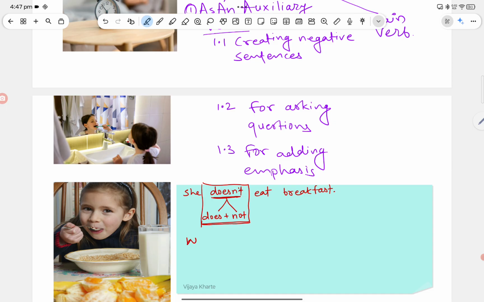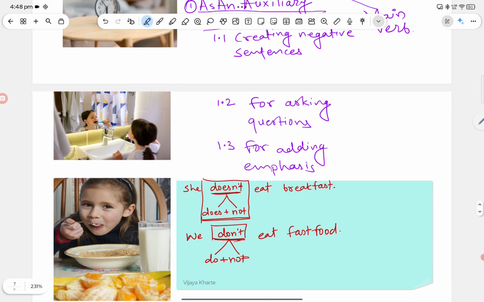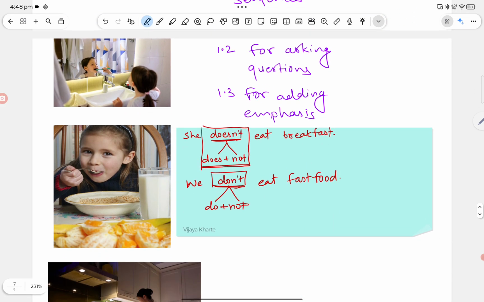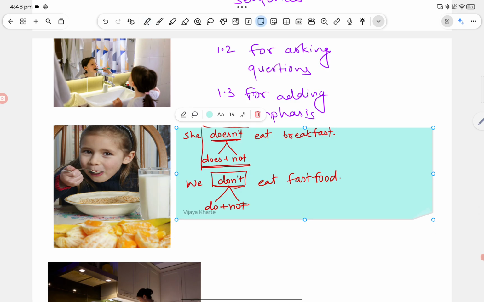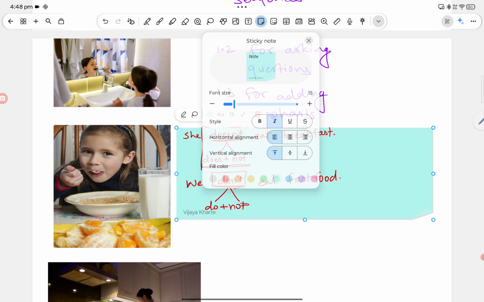Now here, we don't eat fast food. Again here, do plus not is added and the outcome is don't. For creating such negative sentences, do or does are used in English grammar. Now next, for asking questions. This is very, very important. If you pay attention very clearly, then you can ask questions in simple present tense.